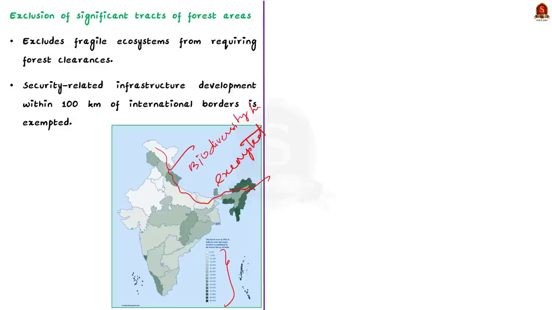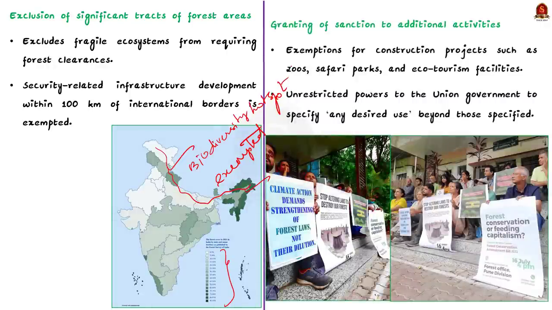Thirdly, the bill introduces exemptions for construction projects like zoos, safari parks and ecotourism facilities. See, artificially created green areas and animal enclosures are very different from natural ecosystems, which provide a bouquet of ecosystem services that contribute significantly to human well-being. Another important concern in the bill is that it also grants unrestricted powers to the union government to specify any desired use beyond those specified in the amendment. These provisions raise legitimate concerns about the potential exploitation of forest resources without adequate environmental scrutiny.